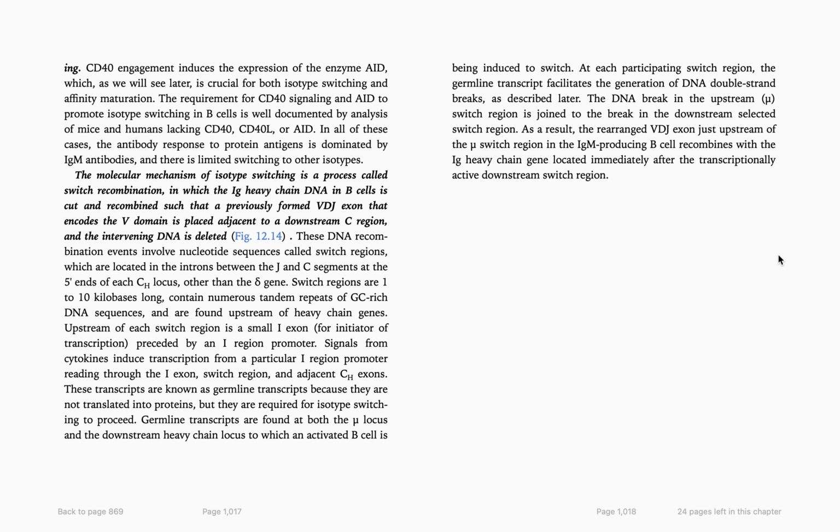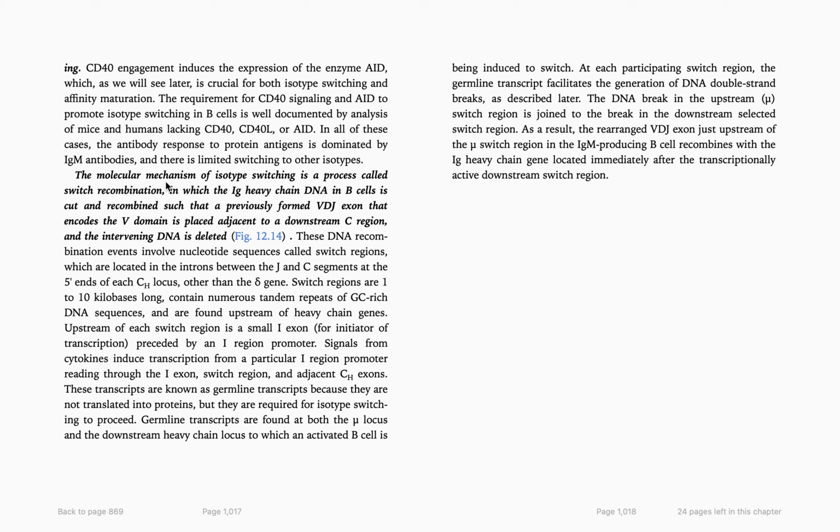CD40 engagement induces expression of the enzyme AID, which we will see later, and which is crucial for both isotype switching and affinity maturation. The requirement for CD40 signaling and AID to promote isotype switching in B cells is well documented by analysis of mice and humans lacking CD40 ligand and AID. In all these cases, the antibody response to protein antigens is dominated by IgM antibody, and there is limited switching to other isotypes.